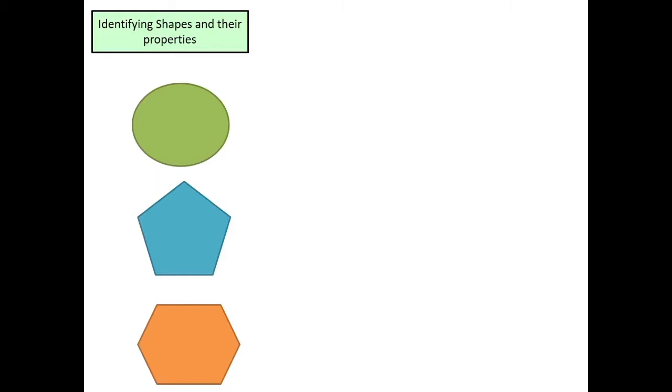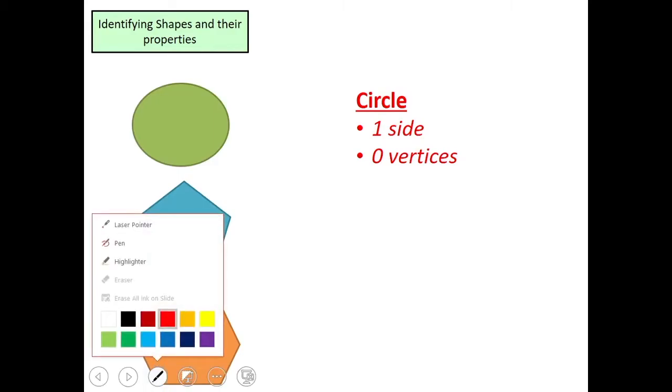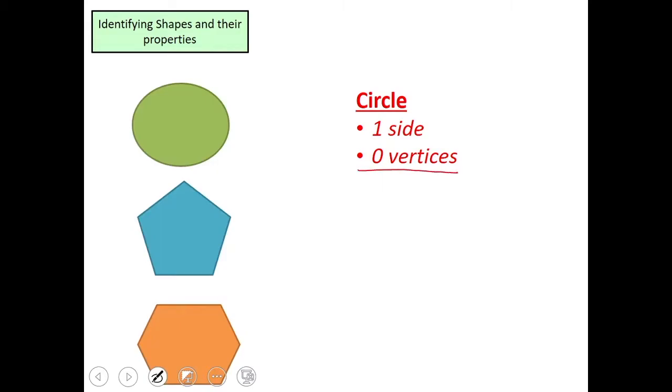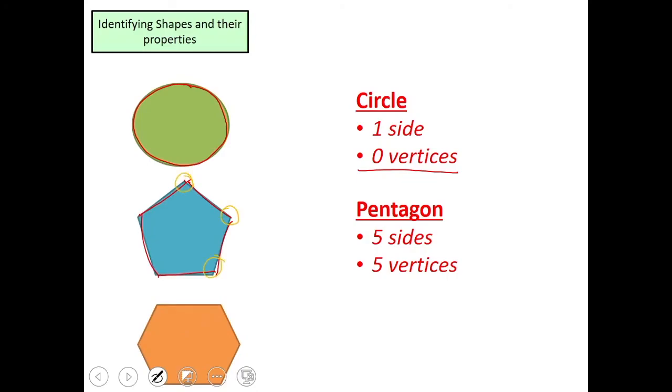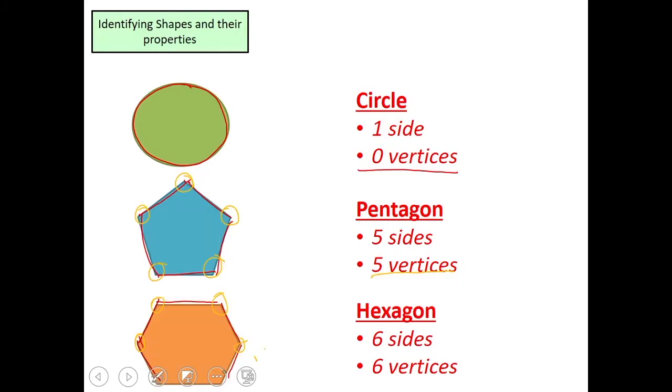So now on this slide we have a circle. So now we can see that a circle doesn't have any corners, so immediately we can figure out that there are no vertices. It has one continuous side that runs along the whole way. The second shape we have is called a pentagon. So we have 1, 2, 3, 4, 5 sides, and we have 1, 2, 3, 4, 5 vertices. And lastly, the shape we're going to be looking at is called a hexagon. Now this has 6 sides. You will need to know all of these shapes.